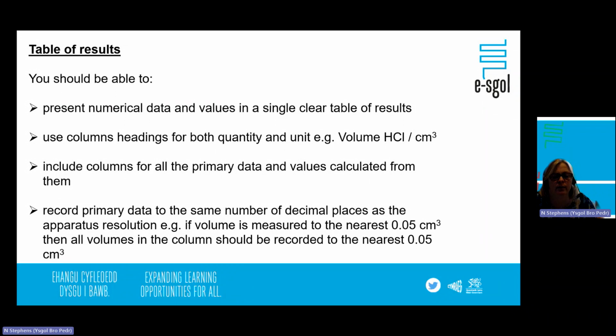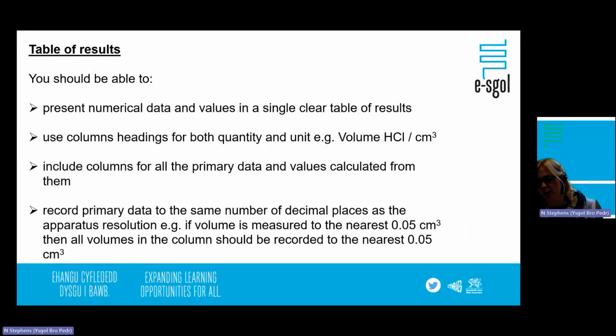And then you calculate any values from that data in its own column, of course. This is something that has reared its head with my own pupils over the years, and it's something that I keep reminding them of. That last bullet point there is really important: you must record your data to the same number of decimal places as the apparatus resolution.